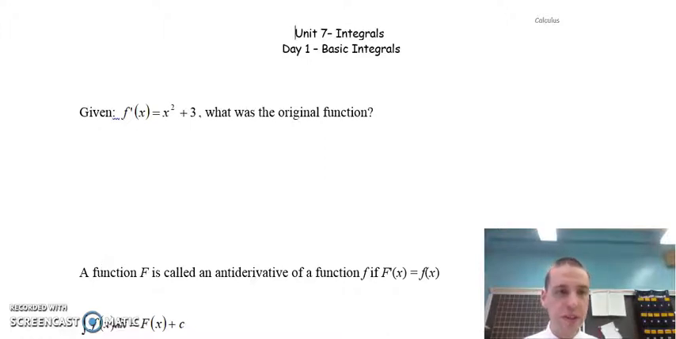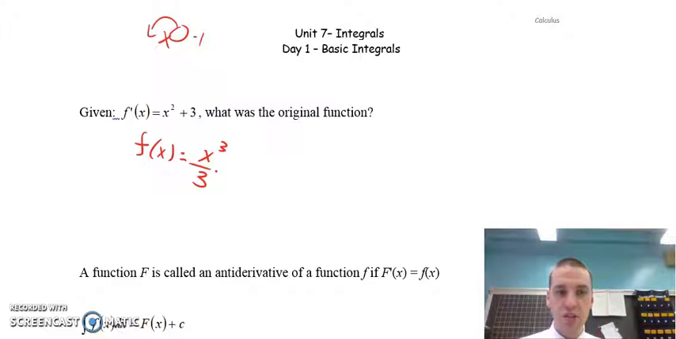So if we think about this, if we start with the derivative equals x squared plus 3, what was the original function? Well, the derivative rule states that if I have x to some power, I bring it out in front and subtract 1. So if I subtracted 1 to get the derivative, I know that the original function had to be an x cubed. If I bring that 3 out in front, I need to divide by 3 since I don't have a coefficient here. So if I bring this 3 out, then it cancels with that 3.